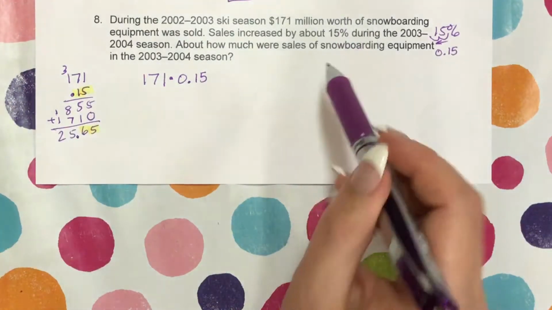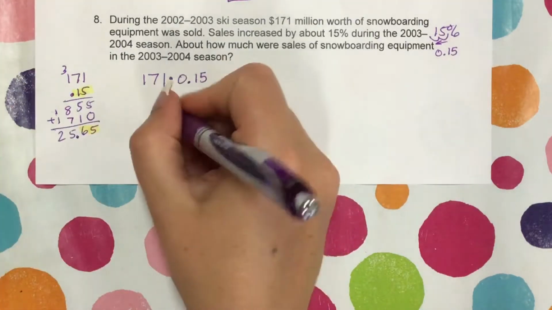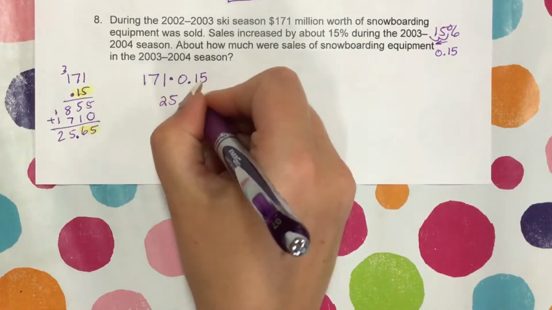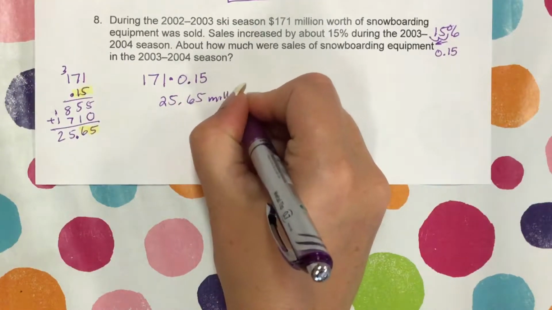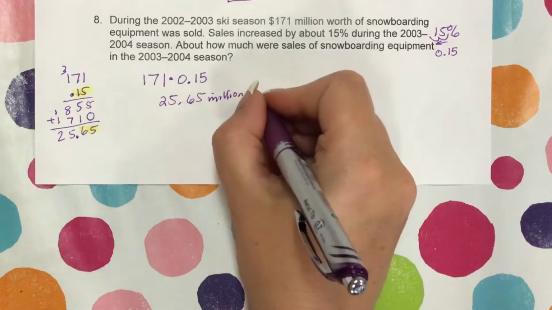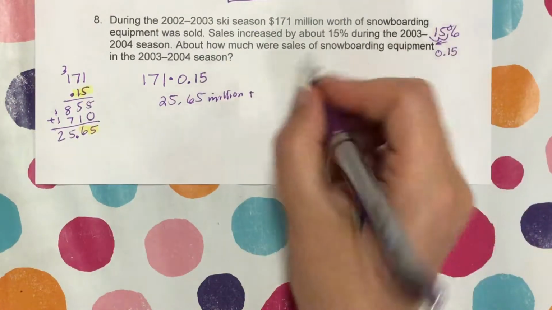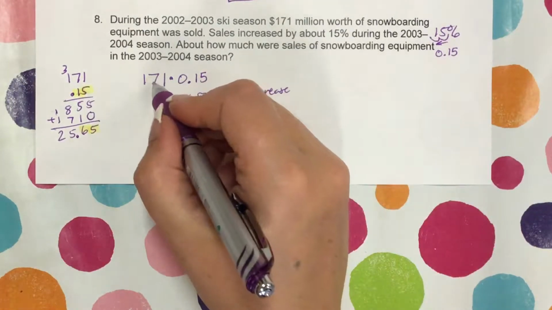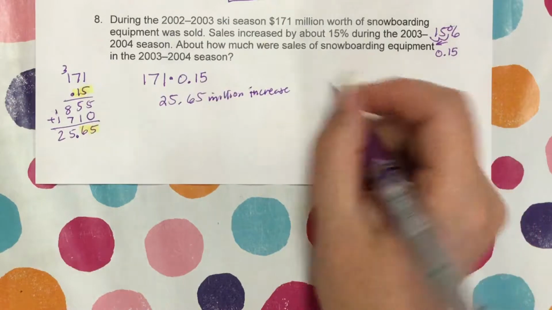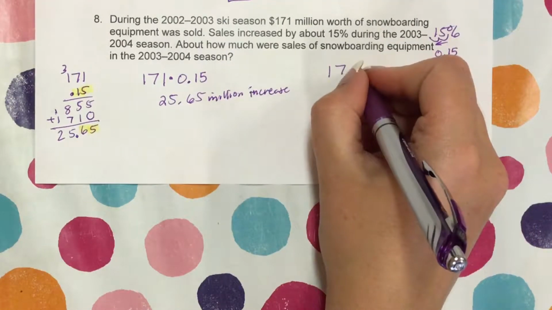So the amount of a 15% increase on 171 million would end up being 25.65 million. Okay, so that is the increase. But to find the total amount, I need to add 171 to 25.65. So that's what I'm going to do for the total.